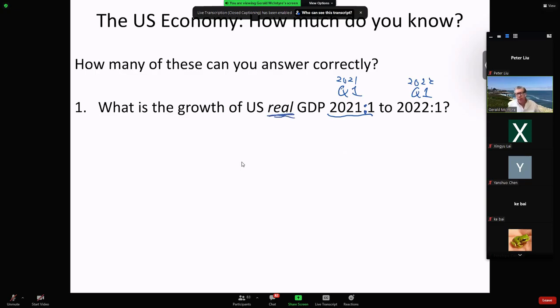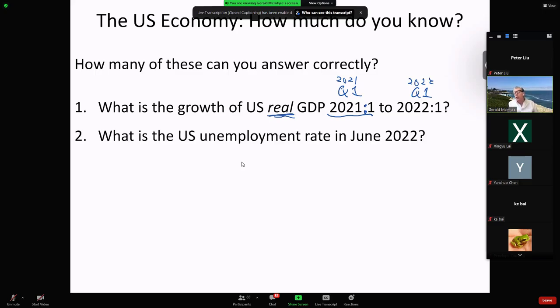Notice it's real GDP. Recall that any variable that's real has been adjusted for prices and inflation. So the growth of real GDP simply means the growth of real goods and services produced within the economy from the first quarter of 2021 to the first quarter of 2022. What was that growth rate? Okay, think about that. You have a handle on that?